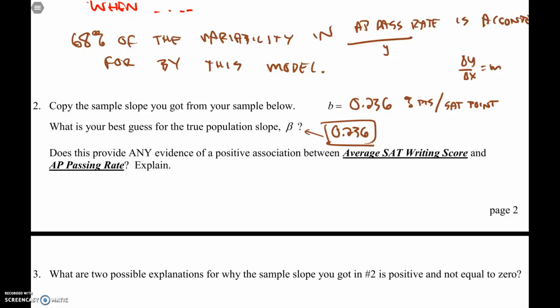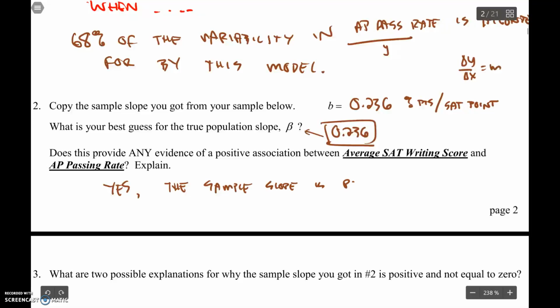Does this provide any evidence of a positive association? Yes, of course it does. Explain. The sample slope is positive. So perhaps the population slope is positive. That would seem to make sense, right? That would be my best guess anyway.